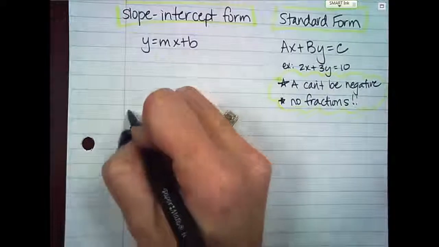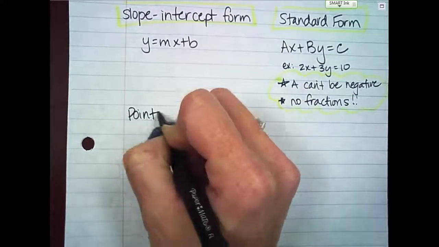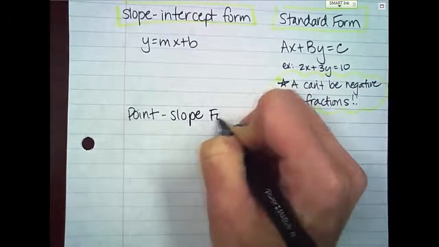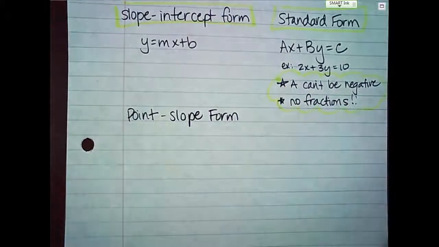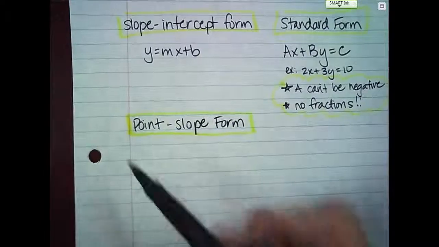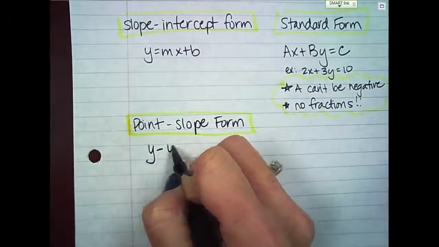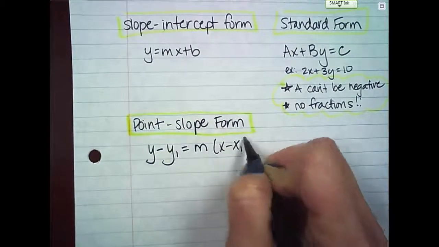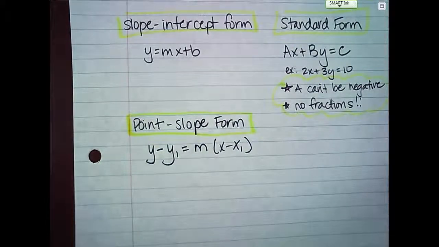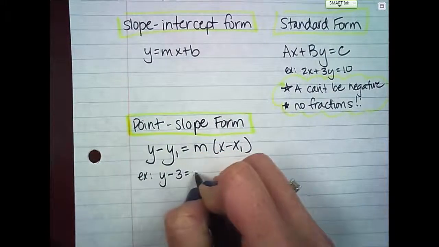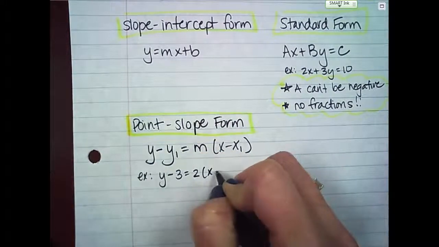Another form is point slope. To me, it's the easiest. Point slope form looks like this: y minus y1 equals m times x minus x1. Kind of weird. But here's a tiny little example of what it might look like in real life: y minus 3 equals 2 times, let's say, x plus 4.